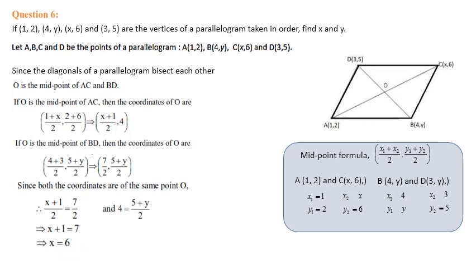4 is equal to (5 plus y) by 2. Then cross multiply it. 5 plus y is equal to 4 into 2, that is 8. So y is equal to 8 minus 5. 5 moves to the right side, becomes minus 5. So 8 minus 5 is equal to 3. So we have got x is equal to 6 and y is equal to 3. That is the answer. Move on to question number 7.